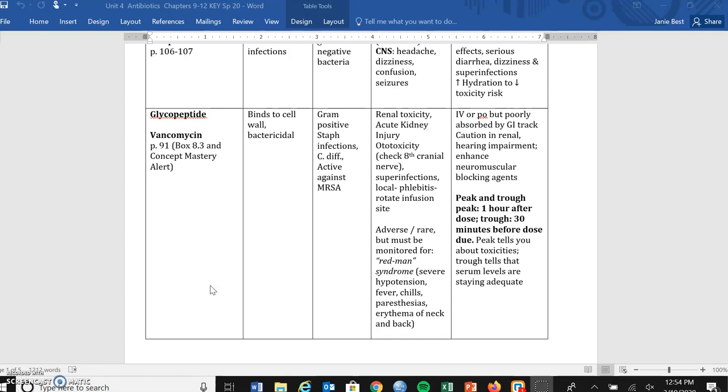You need to monitor for red man syndrome, and this is a drug that's usually dosed by the trough level. So patients will definitely have a trough level and sometimes a peak and a trough level drawn. Be sure that if the trough is ordered, not to hang that antibiotic until you have made sure that the trough was drawn and that you get the results back.